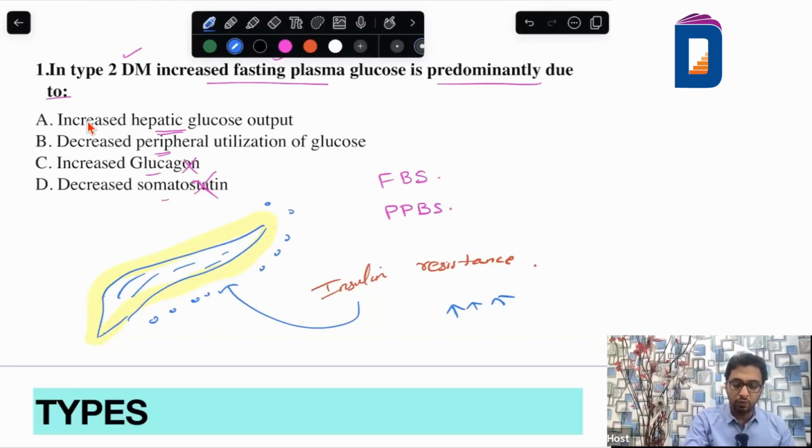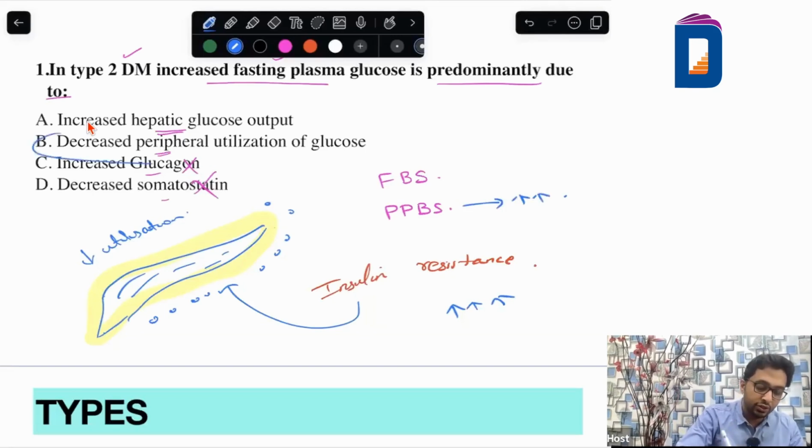Okay, so now one problem is decreased utilization by the tissues. For example, decreased utilization majorly, as I've told you, by the muscles and even fat and liver, which are the major organs which utilize glucose. Due to this insulin resistance, this problem occurs. Okay, now as a result, PPBS increases. Please note this. Due to decreased peripheral utilization of glucose, PPBS increases.